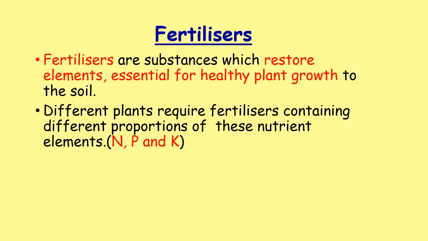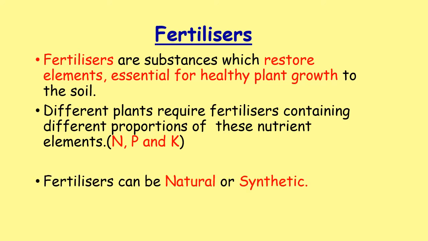Now, different plants require fertilizers containing different proportions of these nutrients. So some plants might need more nitrogen than other plants, etc. So there are different types of fertilizer that have nitrogen, phosphorus, and potassium in different ratios. And fertilizers can be natural or they can be synthetic. And by synthetic, we don't mean fake, we mean man-made.